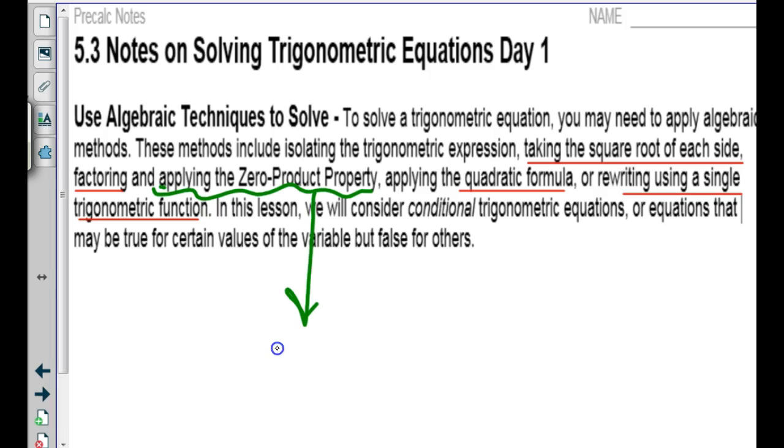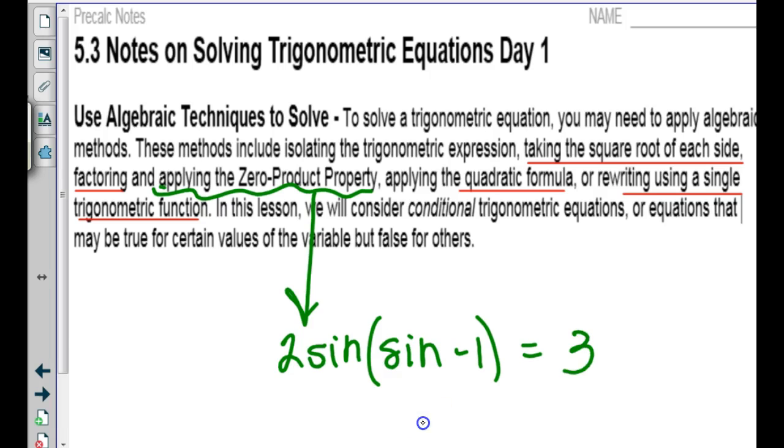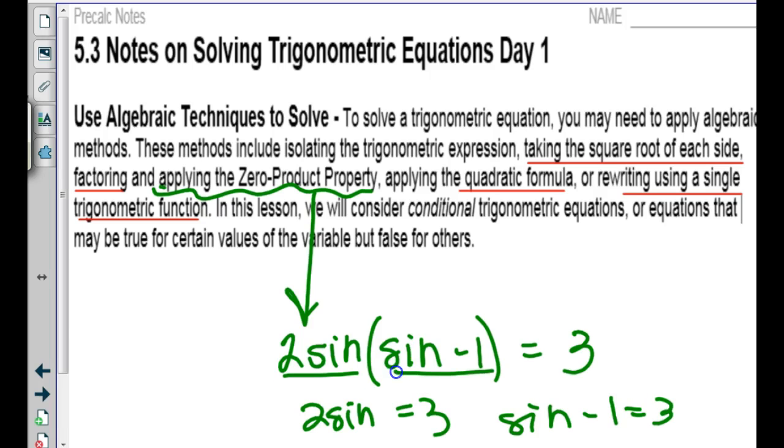Because I'm going to tell you, I get students doing this later. And they say, oh, well, let's see, we could say 2 sine equals 3 or sine minus 1 equals 3. Can you say two things multiply to make 3, so one of them has to equal 3? Is that possible? If two things multiply to make 0, it's true that one or the other of them has to be 0, right? Does everybody understand that concept?